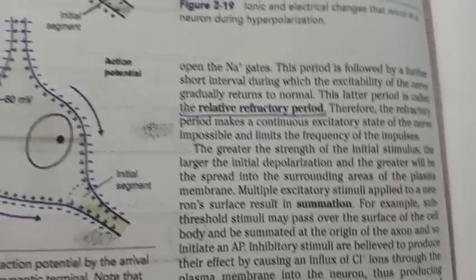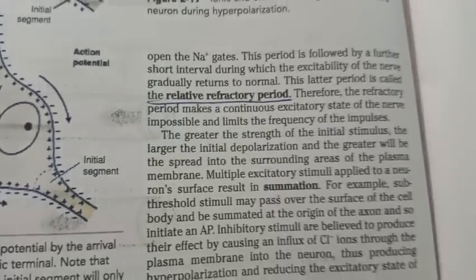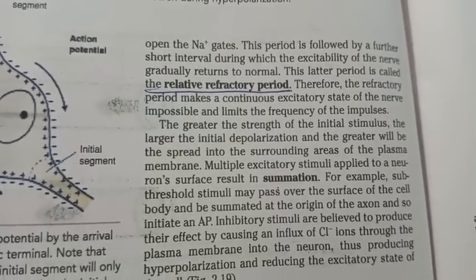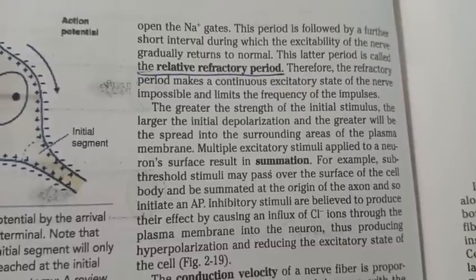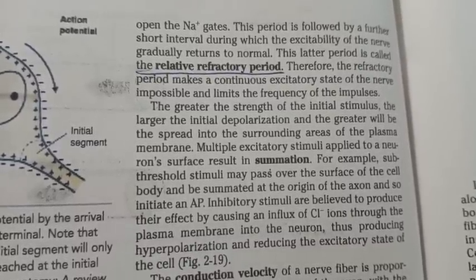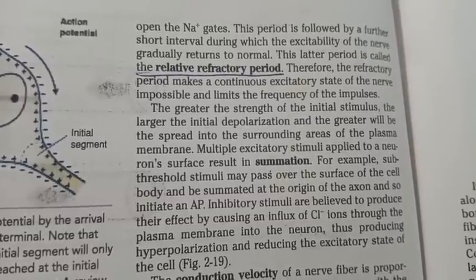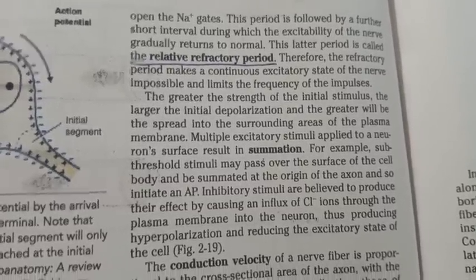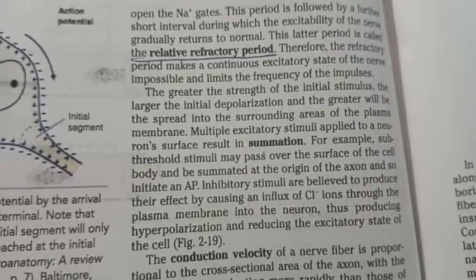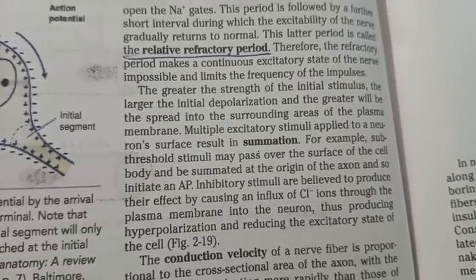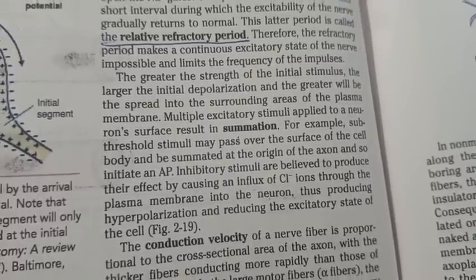This period is followed by a further short interval during which the excitability of the nerve gradually returns to normal. This latter period is called the relative refractory period. Therefore, the refractory period makes a continuous excitatory state of the nerve impossible and limits the frequency of impulses.